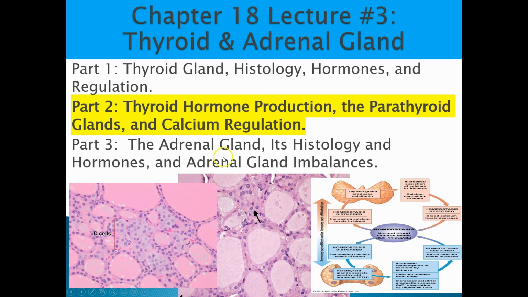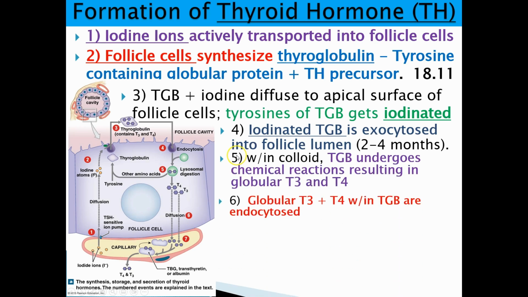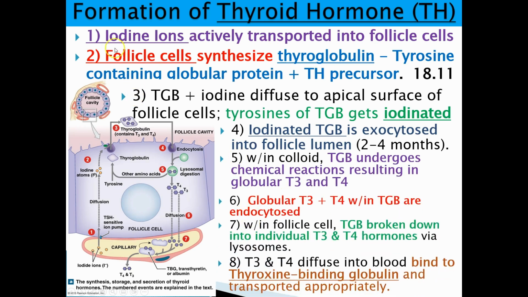Now, we continue to wrap up. We move into thyroid production, and as I said, you should be able to list these steps. Now, if you notice, I have 8 steps. The book only has 7.